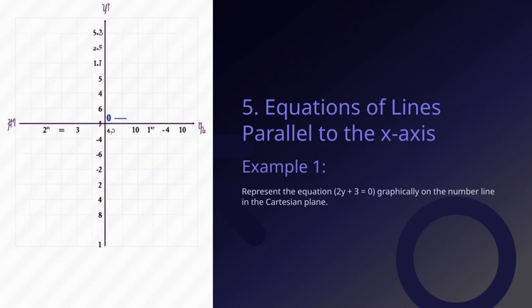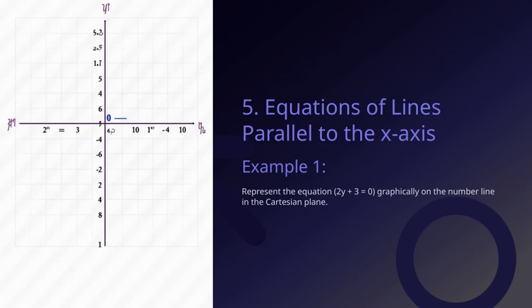So 2y plus 3 equals 0, subtract 3 from both sides, giving us 2y equals minus 3. Then, divide both sides by 2, and we get y equals minus 3/2. This indicates that the line is horizontal at y equals minus 3/2. Now, when we represent this on the Cartesian plane, we draw a horizontal line crossing the y-axis at y equals minus 3/2.